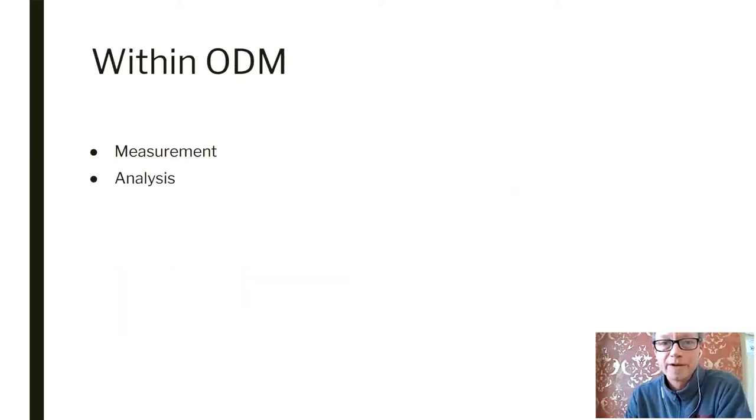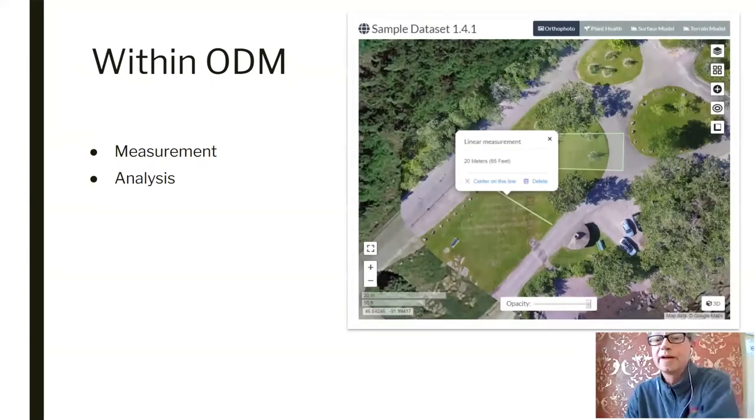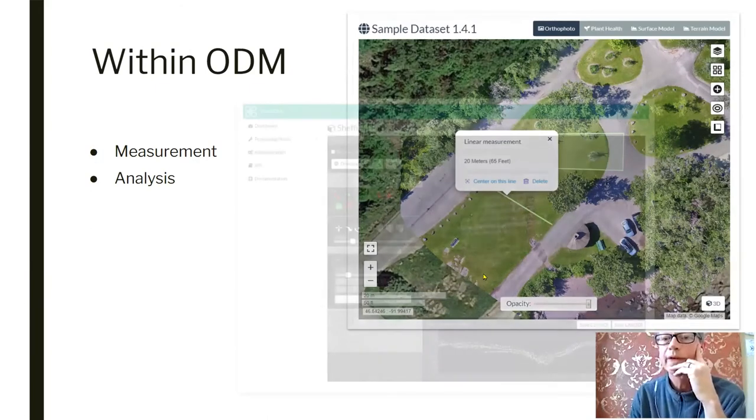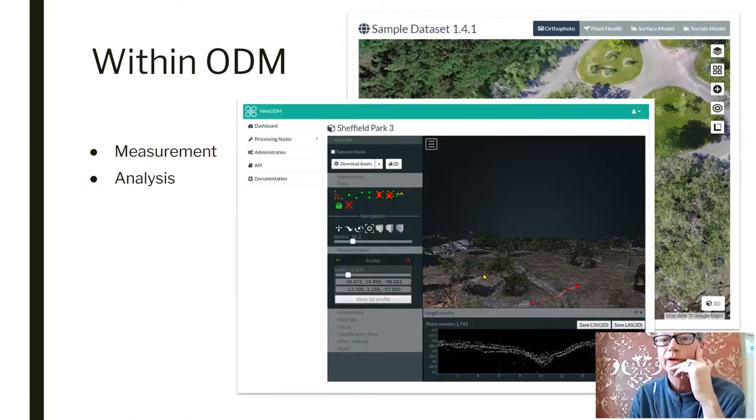So beyond just the external analysis, within ODM there are a few tools that are pretty useful and basic and right there and easy to use, including measurement tools, linear and volume measurement. There's a set of tools that you can use on the orthophoto, and then there's another set of tools that you can use on the 3D model.